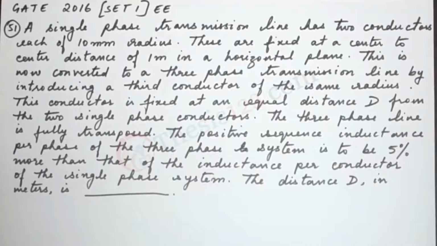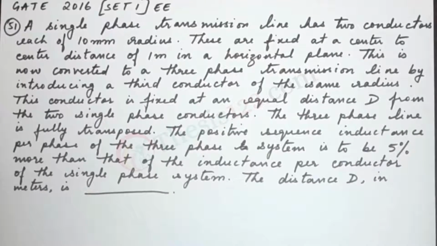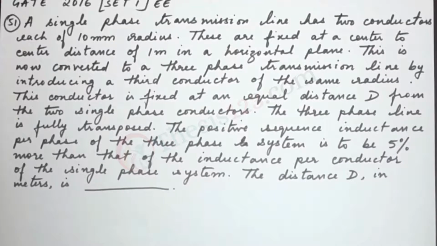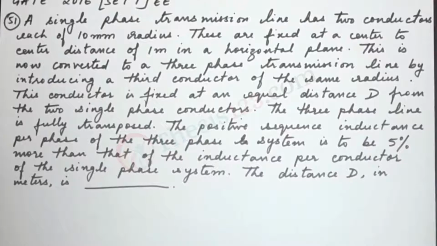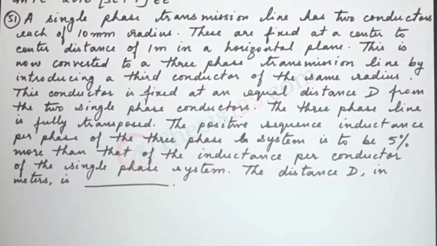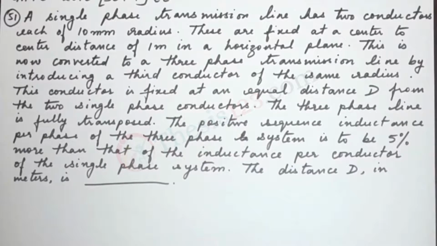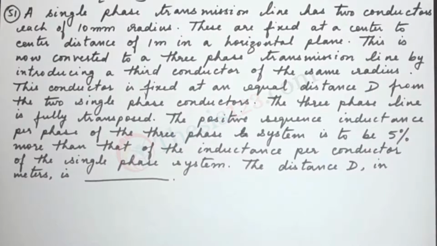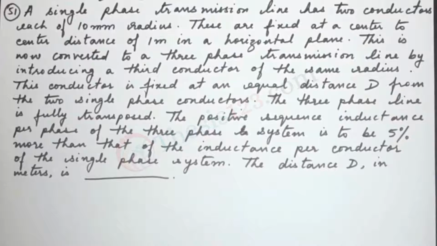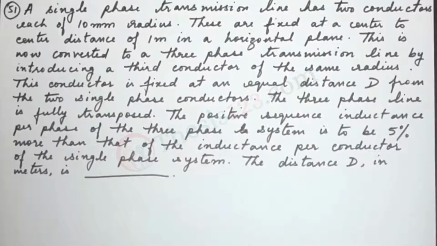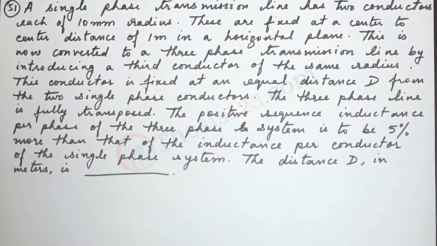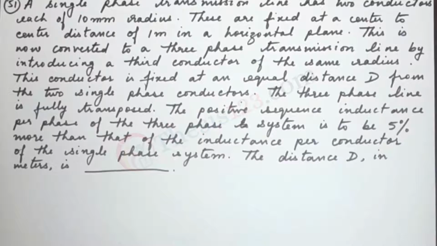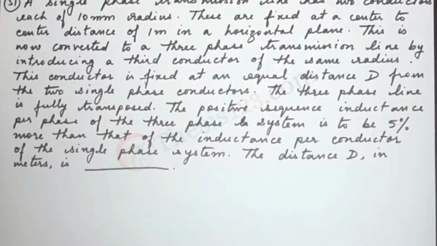Here's the next question, number 51. A single-phase transmission line has two conductors each of 10 mm radius. These are fixed at a center-to-center distance of 1 meter in a horizontal plane. This is now converted into a three-phase transmission line by introducing a third conductor of the same radius. This conductor is fixed at an equal distance d from the two single-phase conductors.